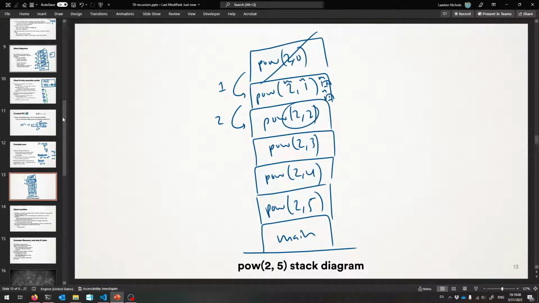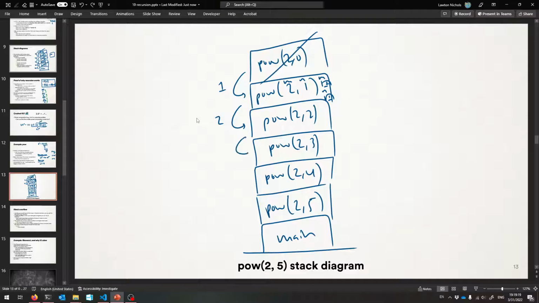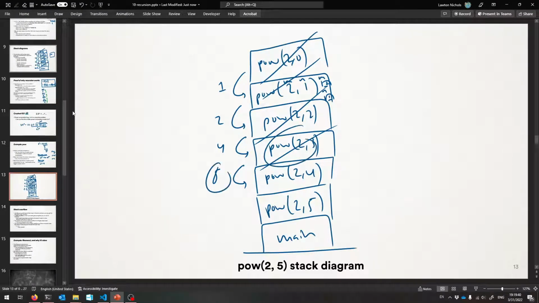And that's what we give back to pow of 2 squared, because it was waiting on pow of 2 to the 1. The answer is 2. It can then multiply its 2 by that answer and give it back to whoever called it. So 2 squared, the answer is 4. As they return, they pop themselves off the stack. Then 2 cubed was waiting on that answer for 2 squared so it could multiply it by 2. So it gives back 4 times 2 is 8. And again, 2 to the 4th was waiting on this line to multiply its 2 by 2 cubed. The answer is 8.